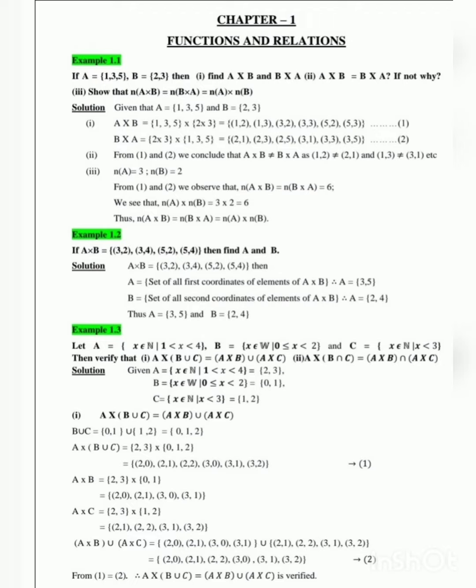So (A × B) ∪ (A × C) is equal to, we write the common ones once: (2, 0), (2, 1), (2, 2), (3, 0), (3, 1), (3, 2). So A × (B ∪ C) is equal to (A × B) ∪ (A × C), and it is verified. So it is equal.